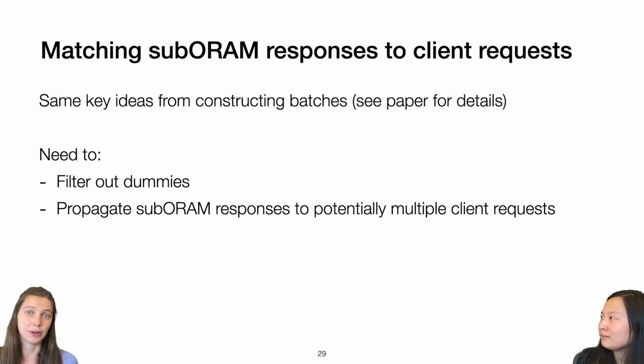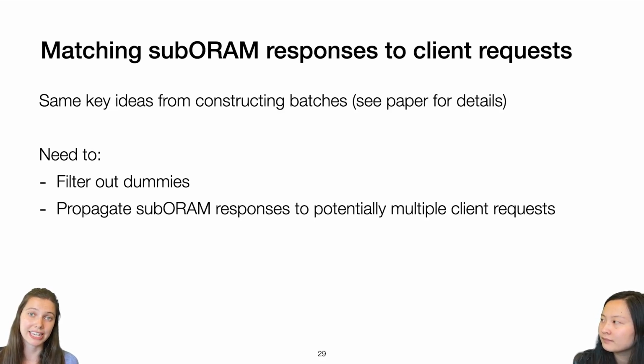Vivian just showed an algorithm for obliviously constructing these batches, but we also need to make sure that we're mapping sub-ORAM responses to the original client requests. We don't have time to walk through the details of this now, and you can see the paper for details, but this is going to use a lot of the same techniques as the algorithm that we just showed.